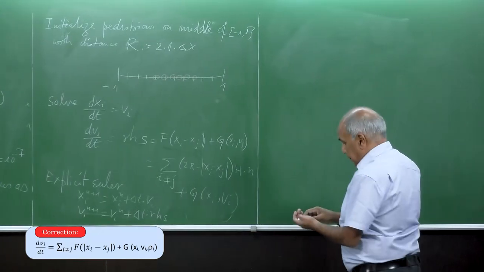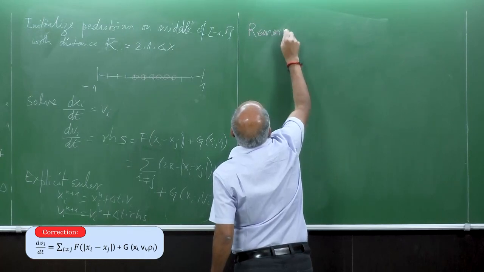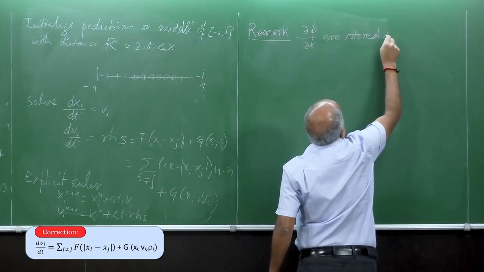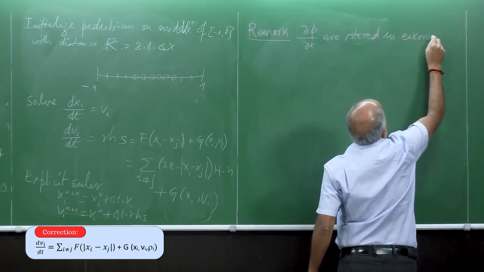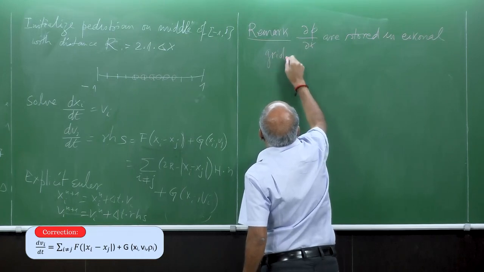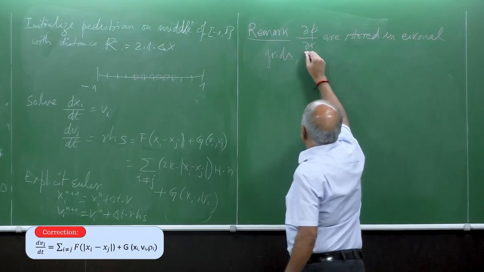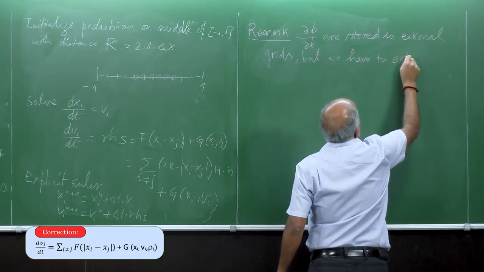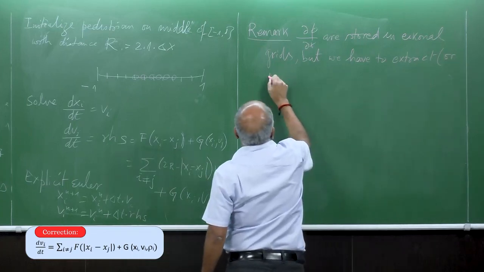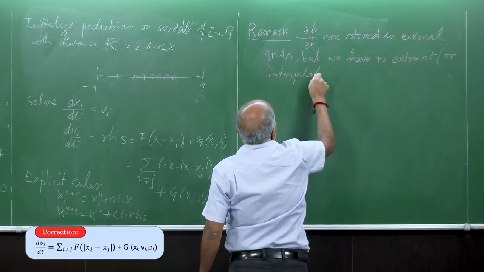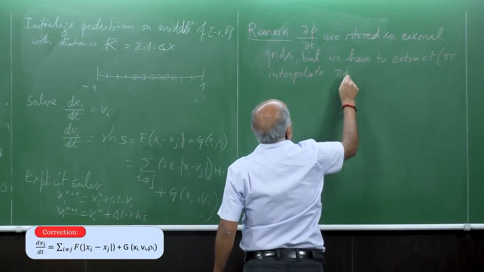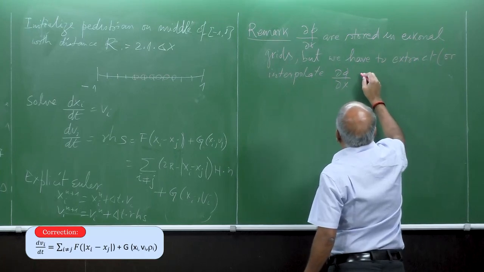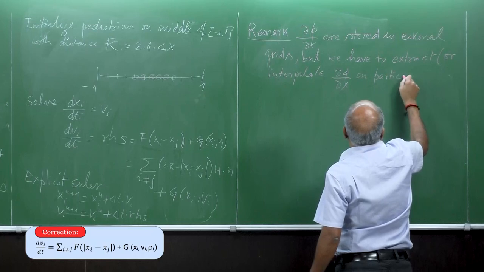So remark, del phi by del x are stored in Eikonal grids, but we have to extract or interpolate del phi by del x, because we have to put it in the force g. We have to interpolate del phi by del x on the pedestrian position.